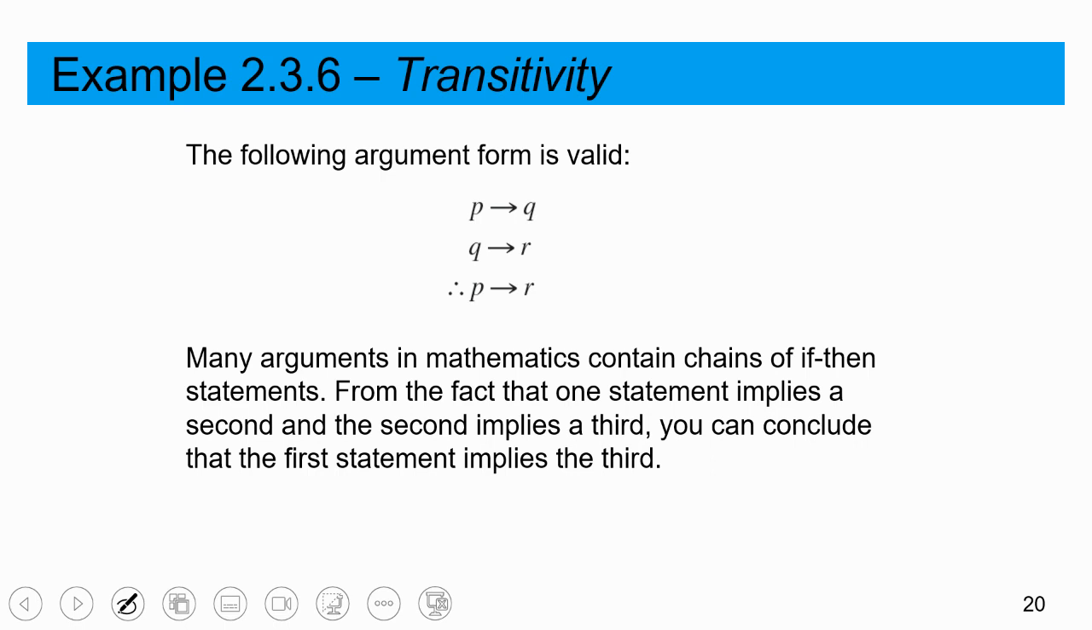All right, transitivity is another useful argument form that is valid. So we have two premises, P implies Q and Q implies R. We can conclude that P implies R. So if I write it out in a string, P implies Q, Q implies R. Therefore, this transitivity allows us to bypass the middleman.